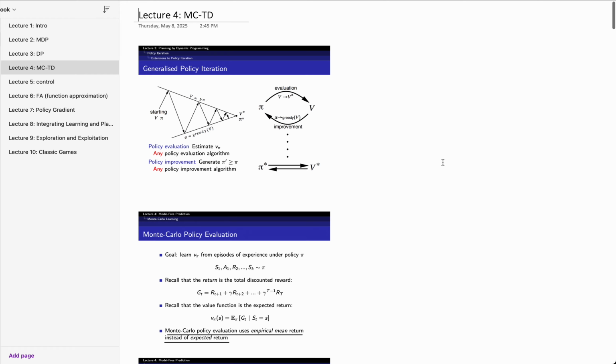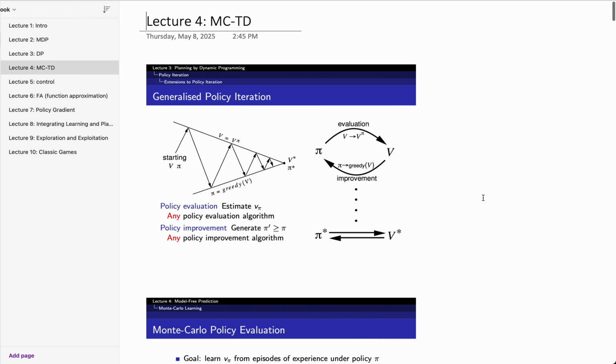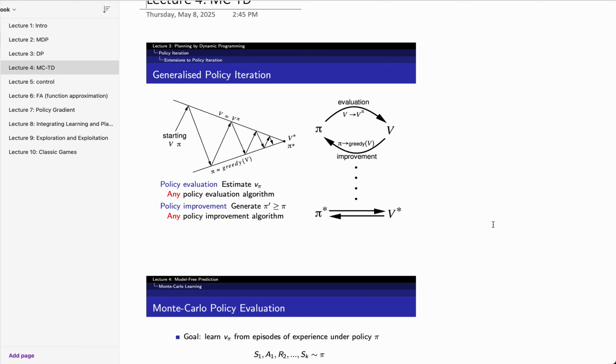All right, moving on to lecture 4, where he talks about Monte Carlo learning and TD learning. This is a slide from previous lectures illustrating generalized policy iteration, where you continue this cycle to improve the policies.